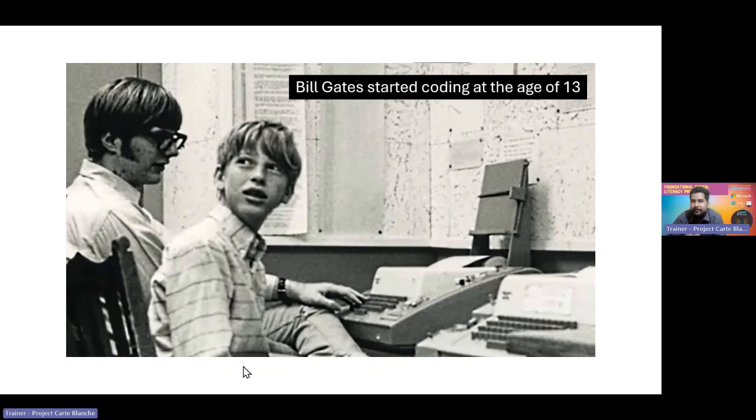Now, the famous billionaire, the Microsoft co-founder Bill Gates, started coding at the age of 13. Just think about your age today and think about how it has transformed everything. Today Microsoft is a billionaire company, right? And everything started from this level.